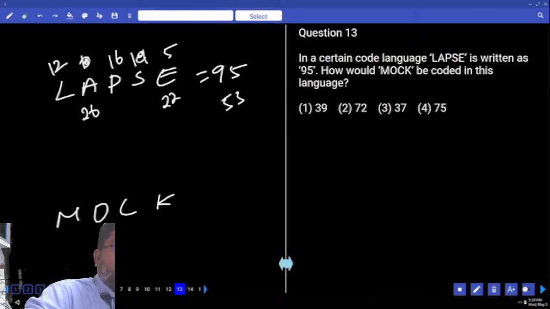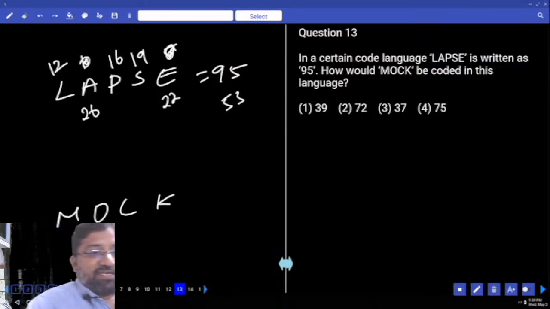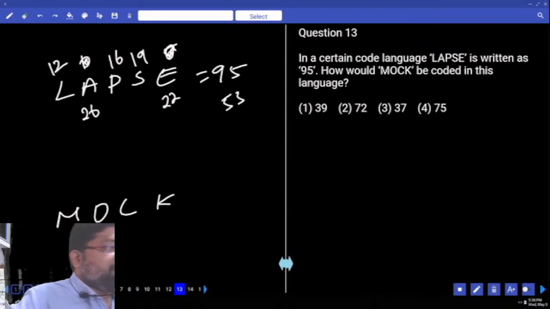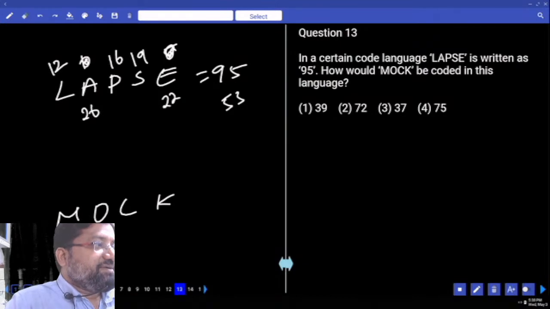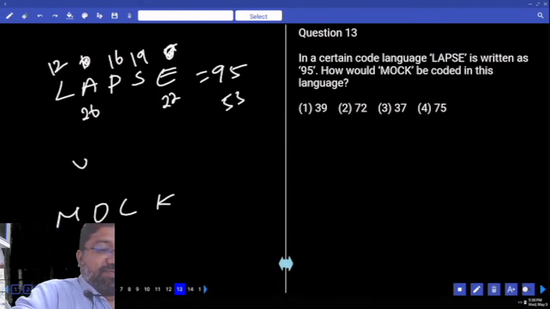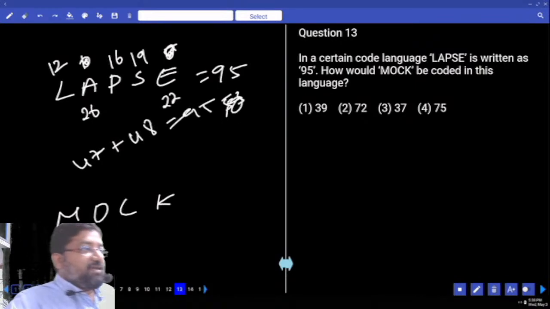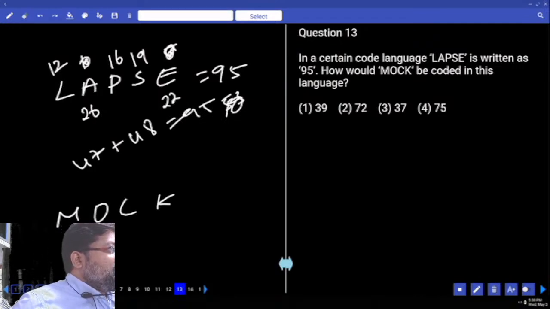So there is no 1 and there is no 5. Let's try to get this. First let me count all the consonants. 12 plus 6, 28. 28 plus 19, 47. 47 plus 26 plus 22, 48. 47 plus 48, 95. The consonants are written with the same values, but the vowels go with the opposite letter.